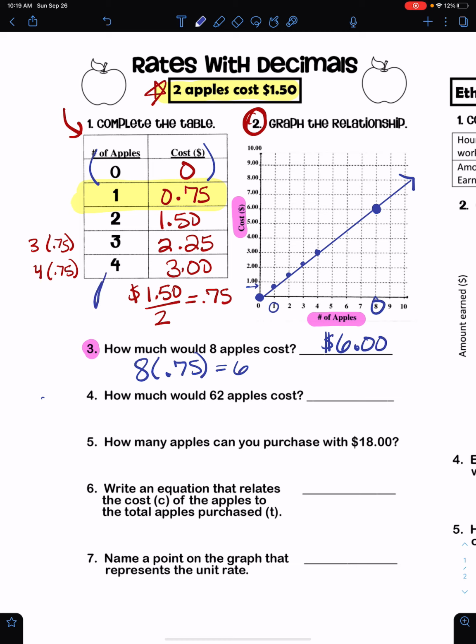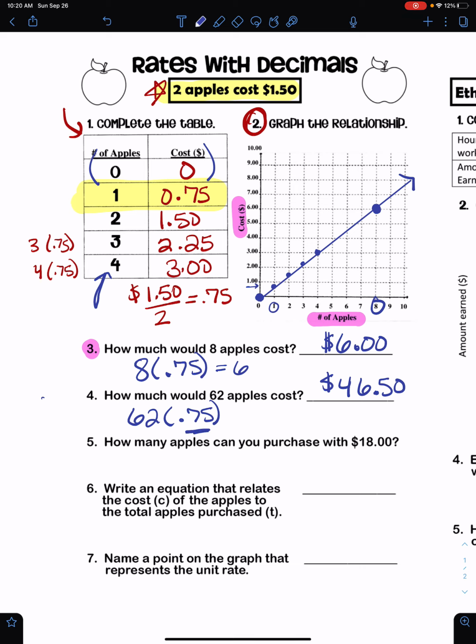Maybe you noticed right here that if 4 apples were $3, then twice as many apples would be twice as much money. For 62 apples, though, I think the best method would be to multiply 62 times 75 cents, since it would go pretty far on our graph or on our table. So if we multiply those, we get $46.50. So see how important that unit rate is. We can use it for any number of apples.